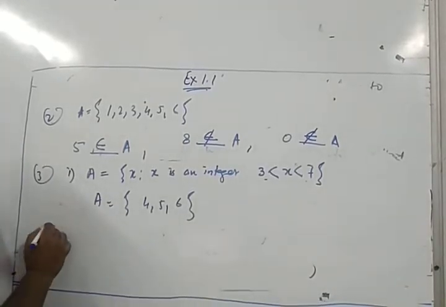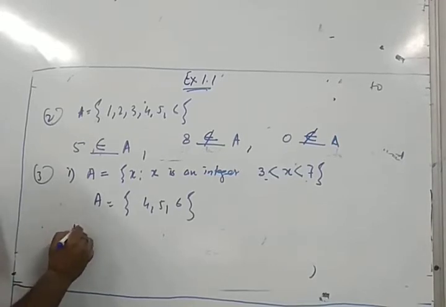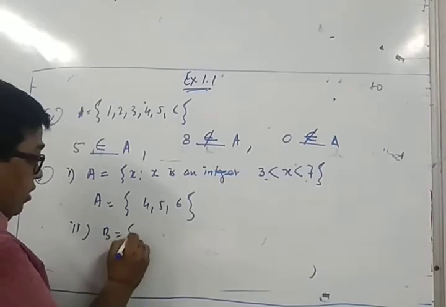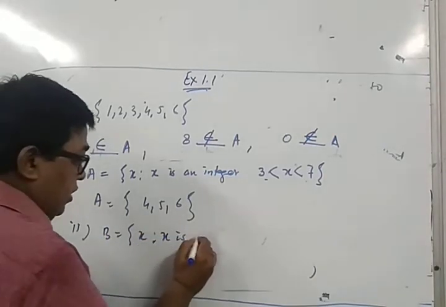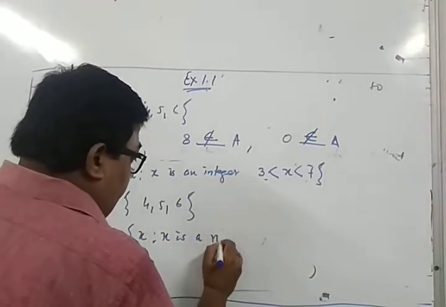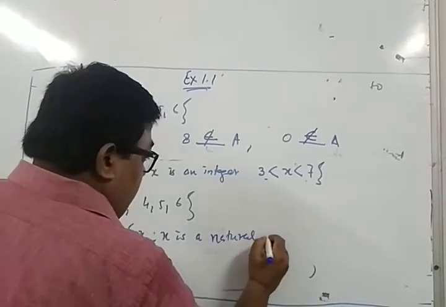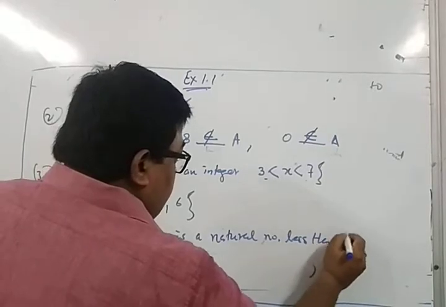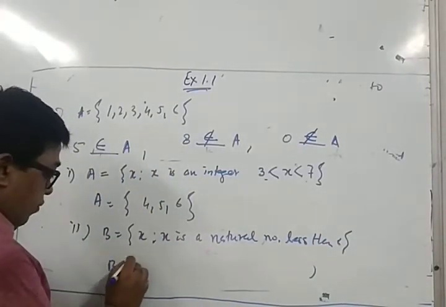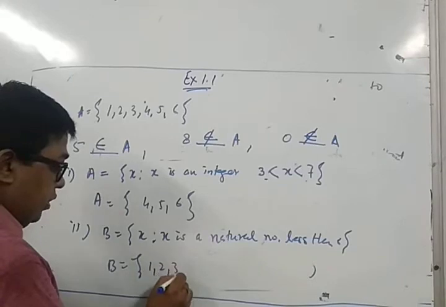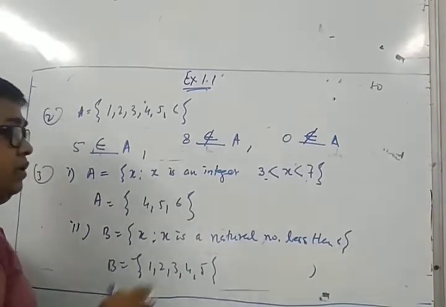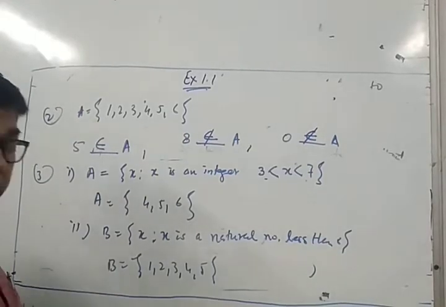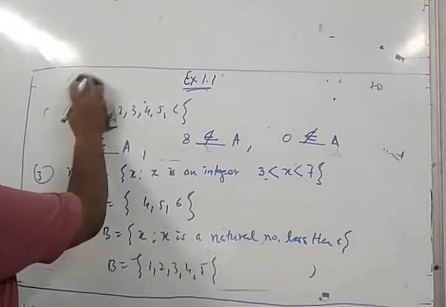Now the other part: x is a natural number less than 6. It means B is equal to 1, 2, 3, 4, 5. Again, it is a conversion of set builder form to roster form.